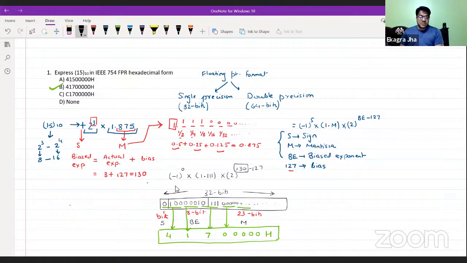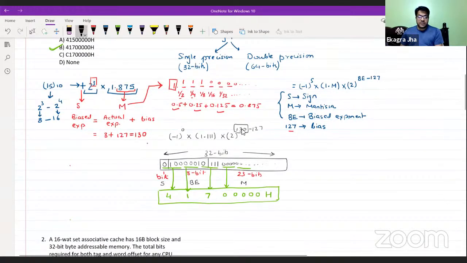Just put these three values and convert this Mantissa fractional part into the binary, just like I told you. After putting this, put these three values in the 32-bit special format, which is designed for single precision, where sign takes 1 bit, biased exponent takes 8 bits, and the remaining 23 bits for Mantissa. Once you design the format in the binary, you can easily convert it into the hexadecimal format.